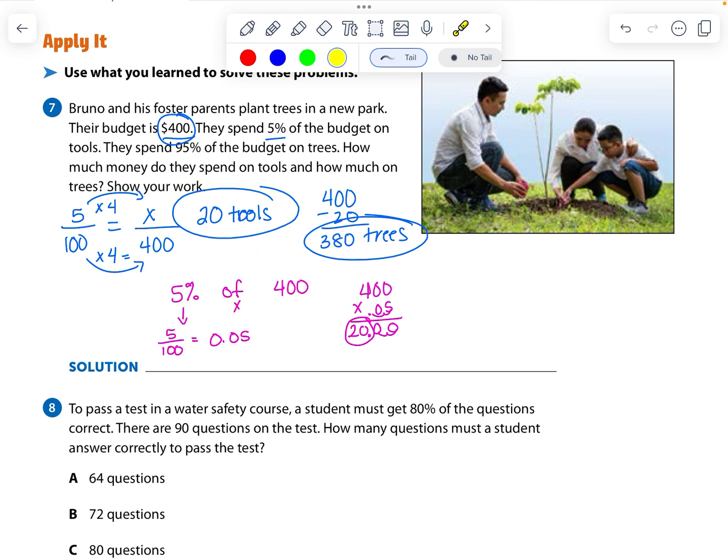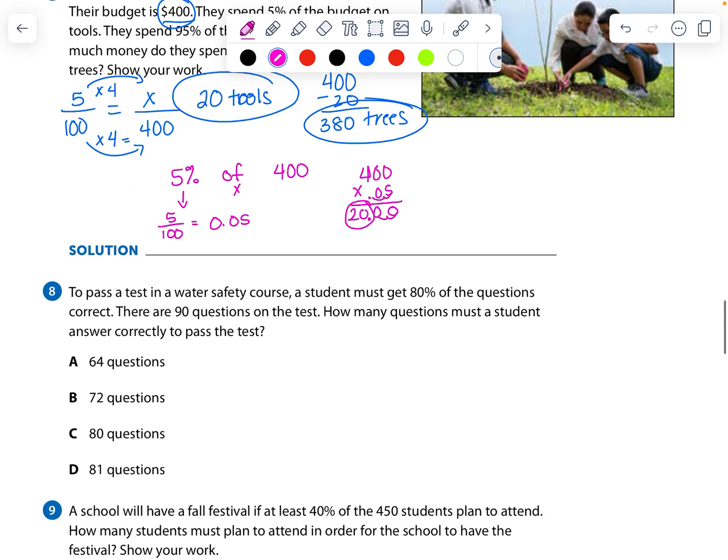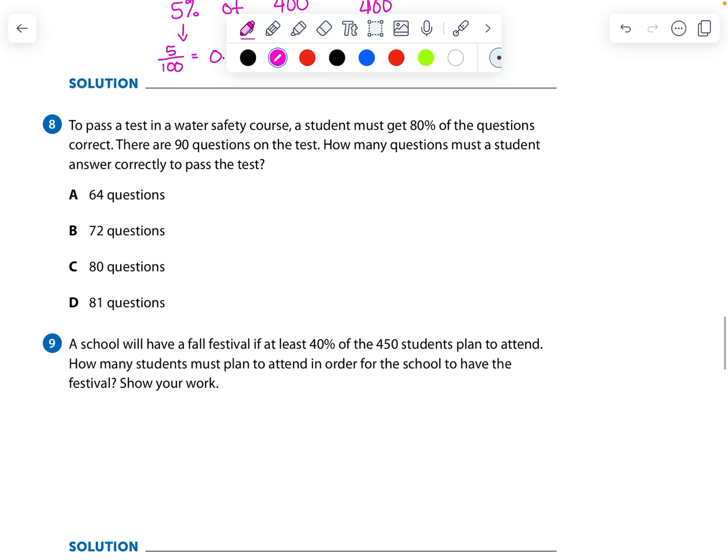Okay, so when we're looking for the part, we can do this strategy where we turn the percent into a decimal or a fraction and then multiply it by the whole. And then we would use that same strategy if they spent $20 on tools and they spent $380 on trees. Okay, let's keep going. Number 8.